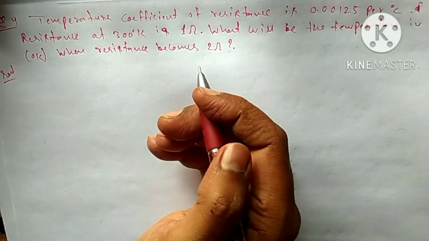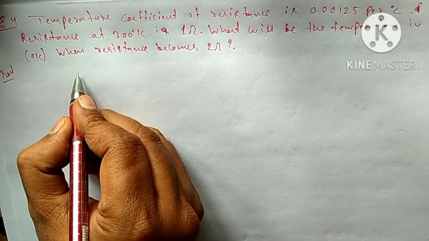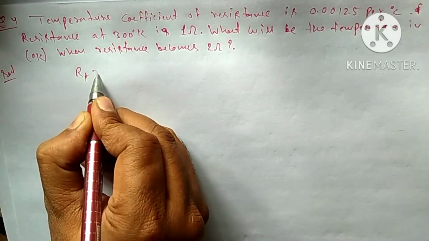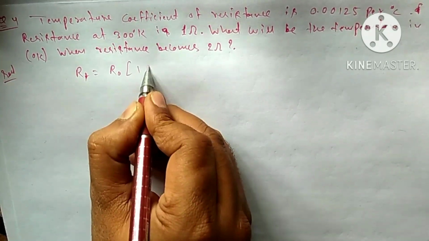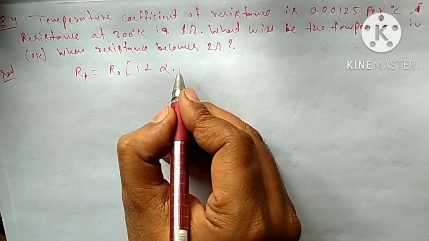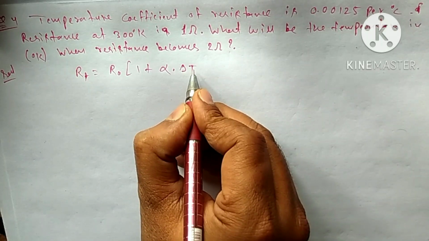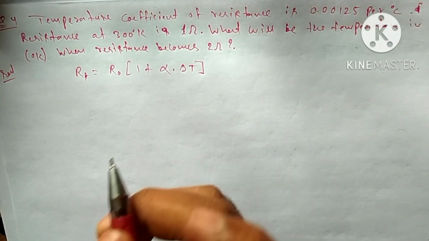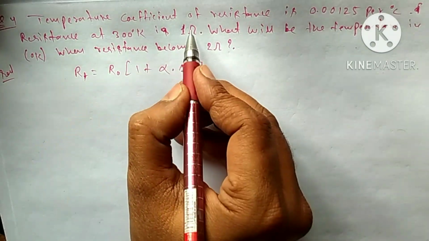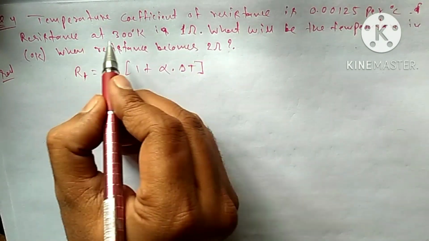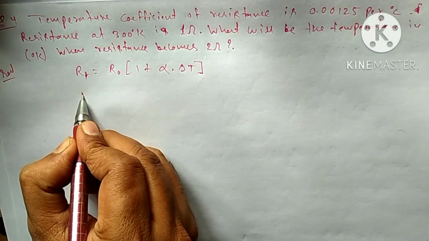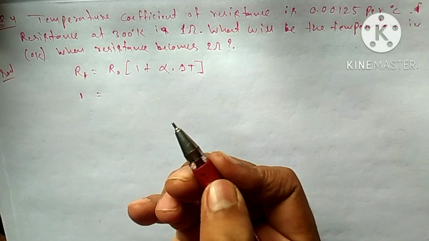Okay, here the question is to find using the formula. We have already told about that: RT is equal to R naught into 1 plus the temperature coefficient of resistance into the change in temperature. And one thing I mention here is that whenever the resistance is 1 ohm and the temperature is 300 degrees Kelvin, that means the final temperature has resistance 1 ohm, and what is the value of R naught?